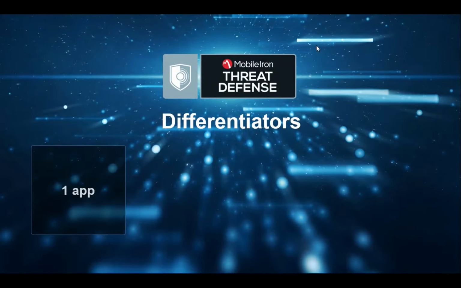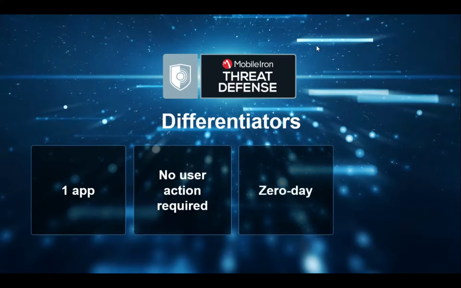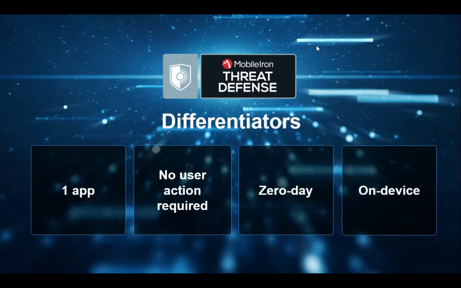Okay, and the key differentiator is that it has one app and there is no user action required. If you notice the previous slide, the user doesn't have to do anything. Automatically, when he tries to connect to insecure Wi-Fi, the action will be triggered, and it's zero-day. So there are no signature updates. The MTD need not connect to the cloud server or on-prem server to get signature updates to act upon any threats. So even if it's a new threat like a zero-day, it will be protected, and everything happens on the device.